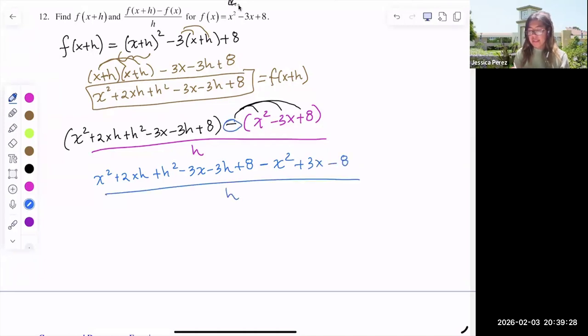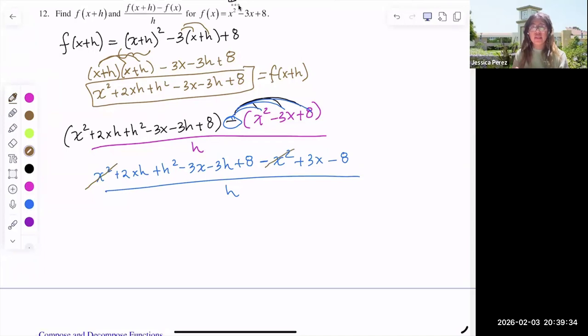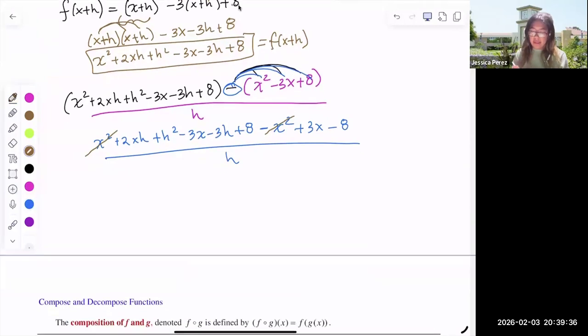And then remember, this negative distributed to everything in there. Then I started to notice I have a positive x squared and a negative x squared. I have a minus 3x and a positive 3x. I have a plus 8 and a minus 8.